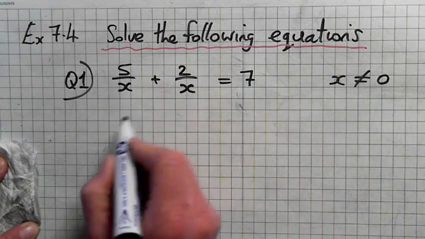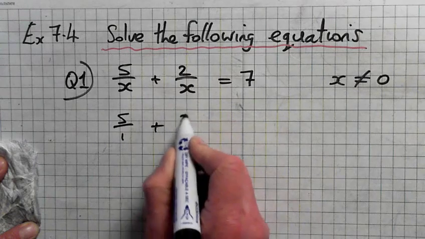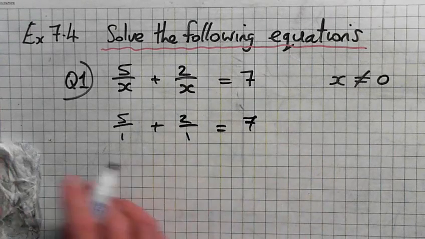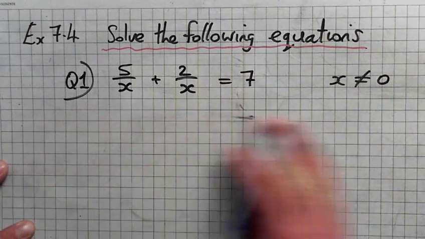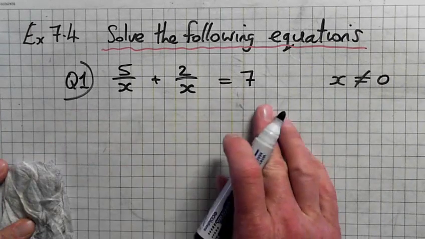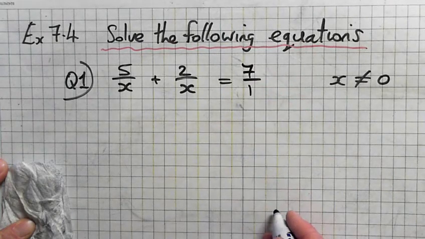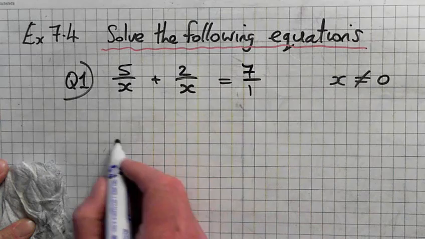Because 5 over 1 plus 2 over 1, 5 plus 2 is 7. That's right. Fair play. That's trial and error. And how would you do it otherwise? 7 over 1. And you get the LCMs, right?